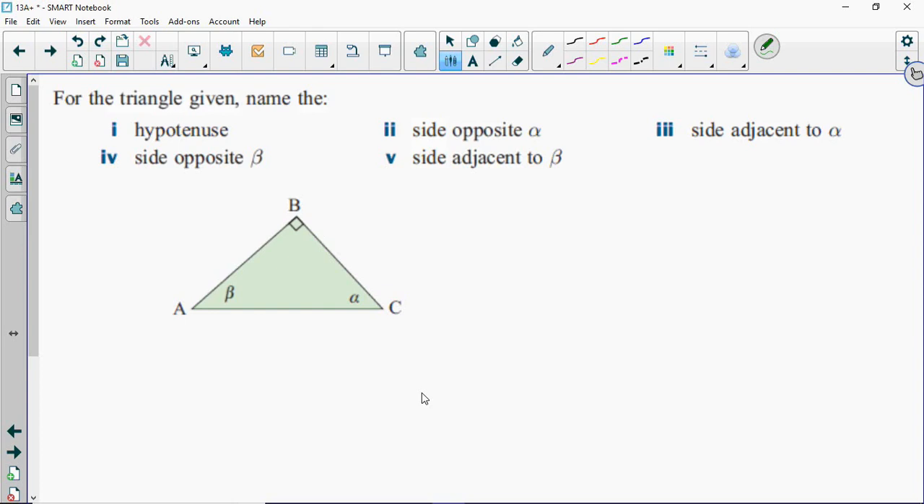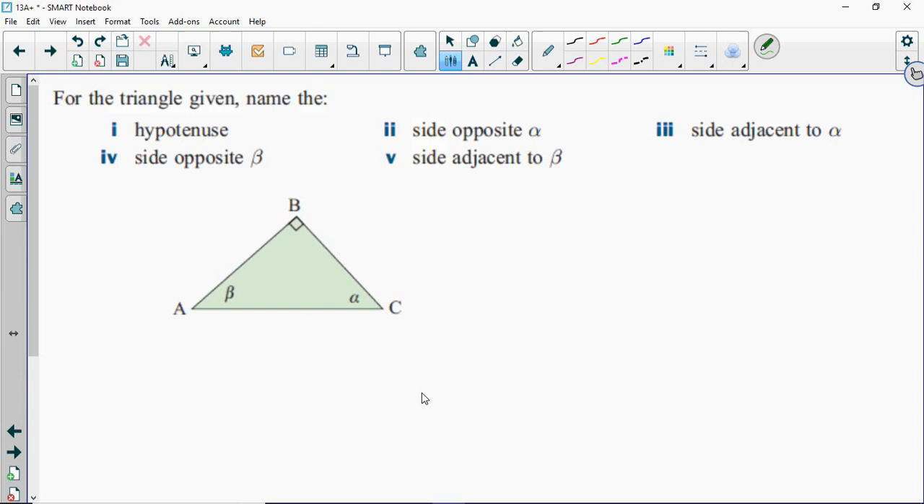Now we know the triangles can be rotated and flipped around and stuff, so it's important that when we look at any triangle, no matter how it's situated on the page, we need to be able to identify where's the hypotenuse and then what sides are opposite and adjacent to what angles. So let's look at this one here. What is the name of the hypotenuse?